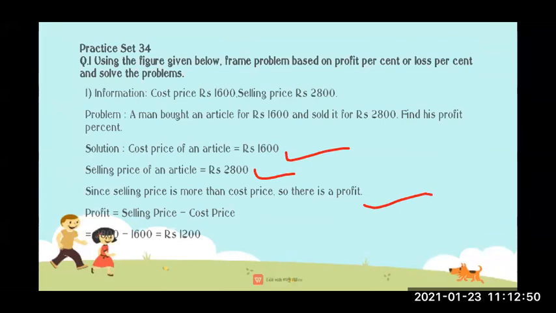After that we have to use the formula of profit. Profit equals selling price minus cost price. So here the selling price is how much? Selling price is 2800 minus cost price 1600. As we subtract 1600 from 2800, we get the answer as rupees 1200. See, this 1200 is our profit.